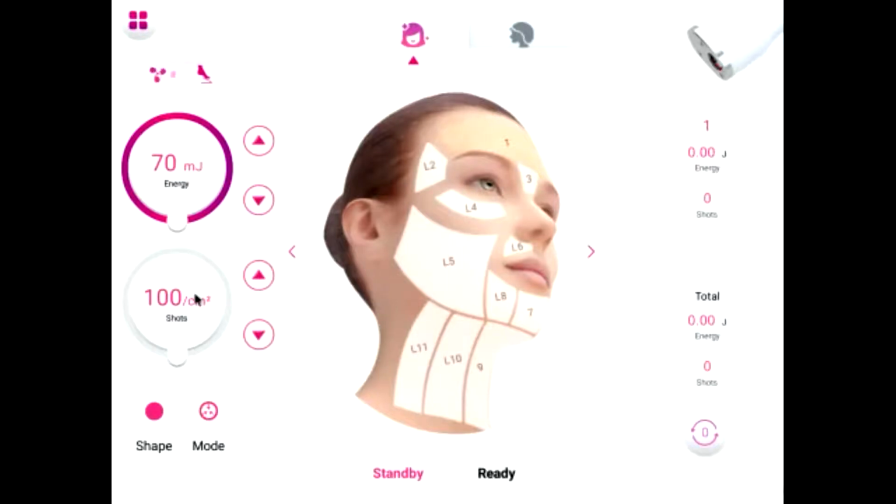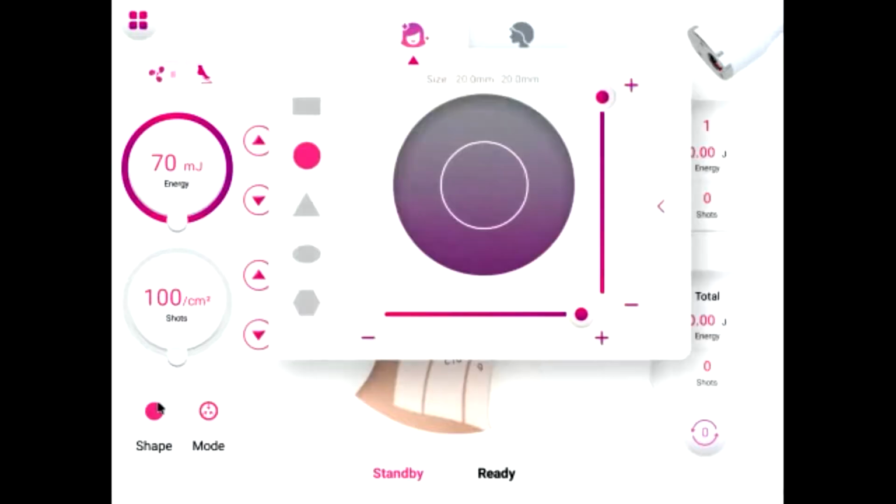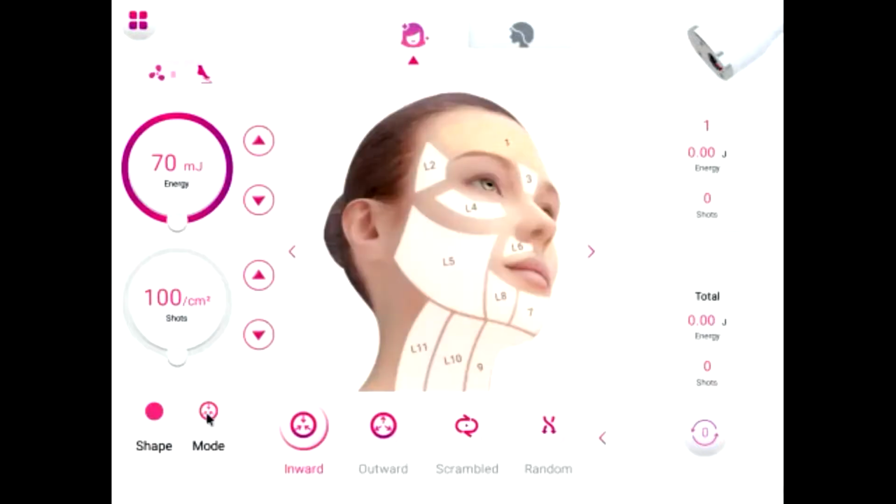And the laser shards is how many laser micro beams in 1 square centimeter. The shape is the scan shape, which has square, circle, oval, hexagon. And the mode means the scanning mode. It is the laser beam shooting route. You can choose inward, outward, scramble, and random. I will introduce this later.